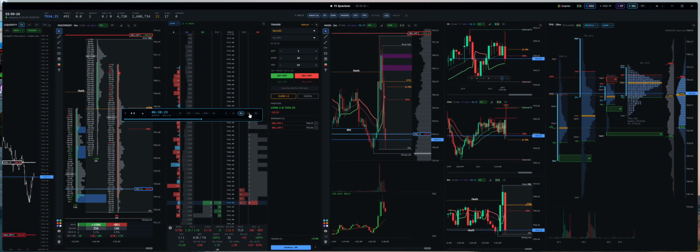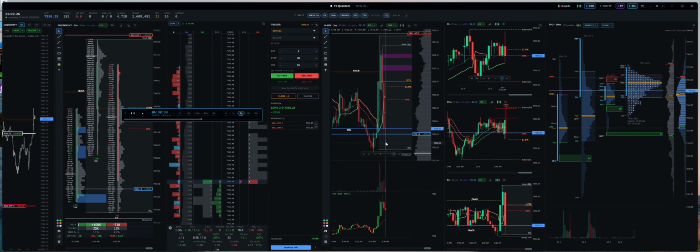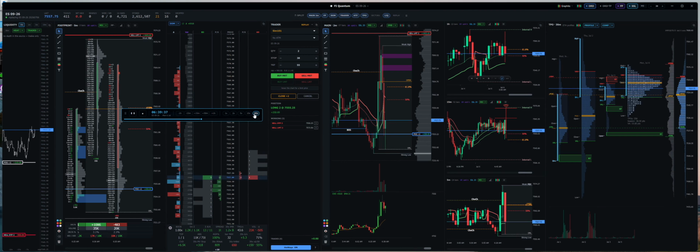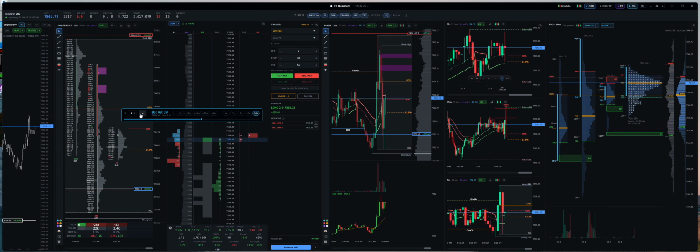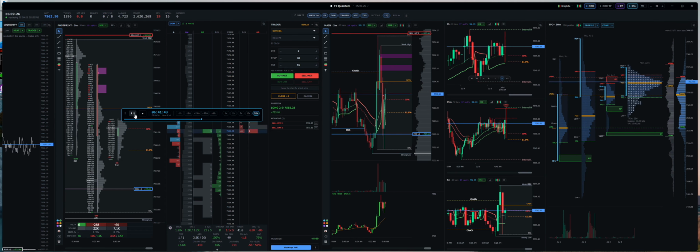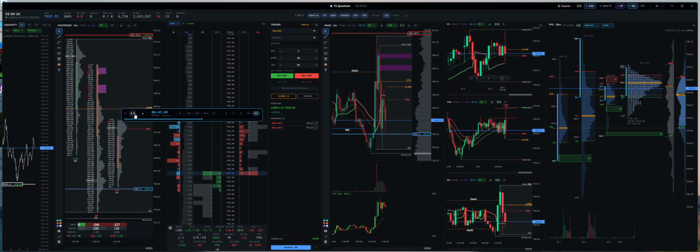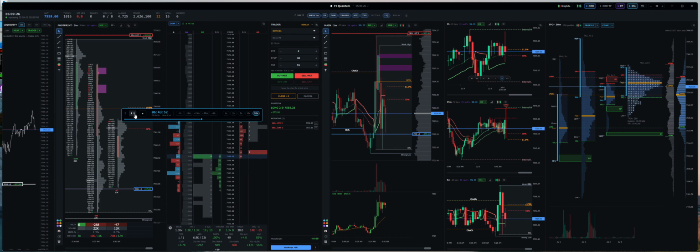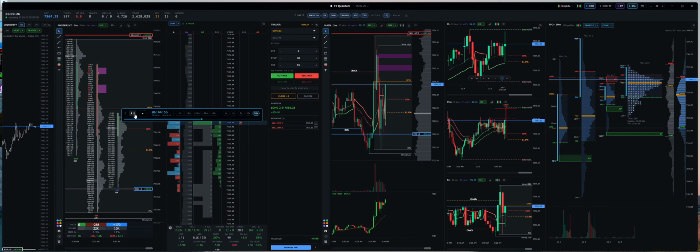I'm going to fast forward to this. Okay, sorry about that. We got really close. We took a little bit of heat, but we're still in the trade. Let's see what happens. The strong low did not get taken out yet, so we'll speed this up and see where we get from here.